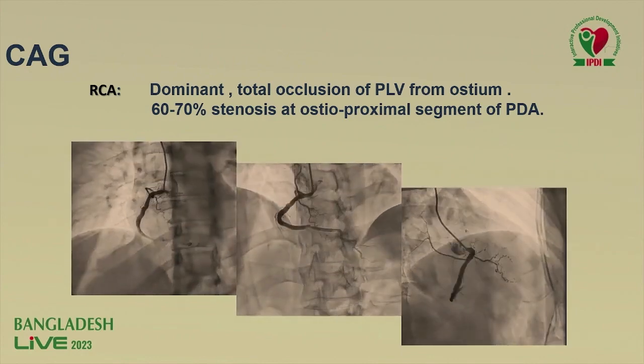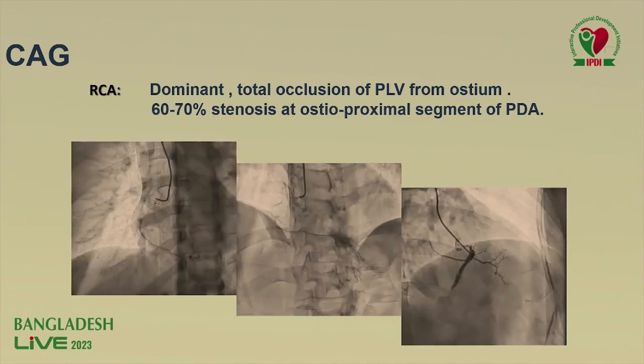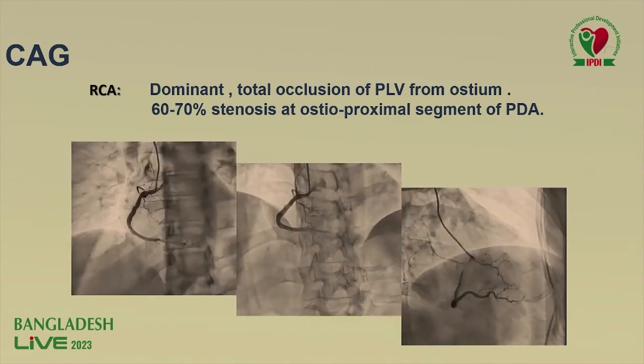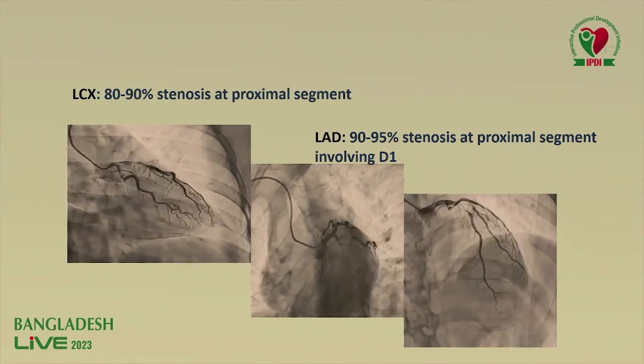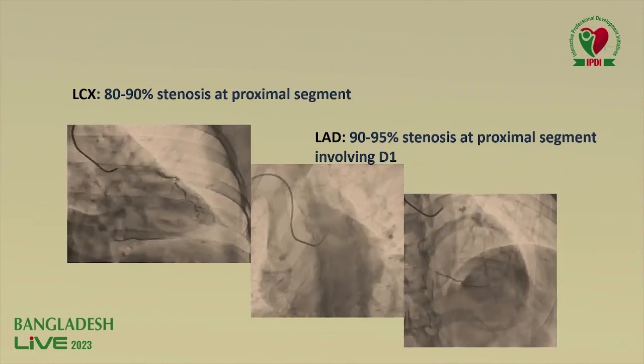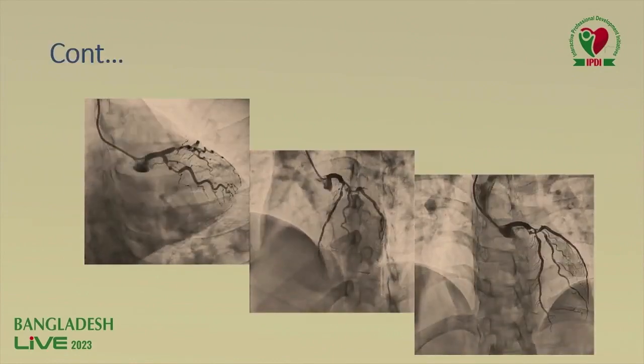Then we did the coronary angiogram. It revealed RCA is dominant with total occlusion of PLB from the ostium and 60 to 70% stenosis at the ostioproximal segment of PDA. LCX has 80 to 90% stenosis at the proximal segment, and LAD has 90 to 95% stenosis at the proximal segment, involving the diagonal. There are other views of LAD, LCX, and diagonal.